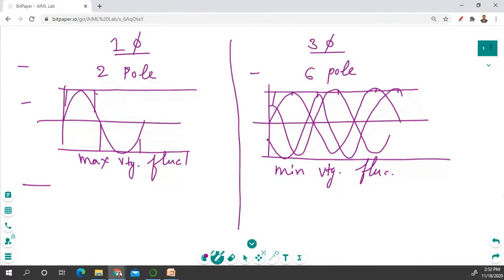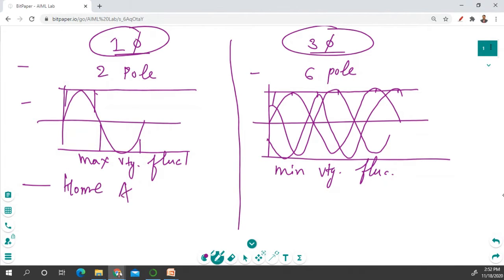Okay, another difference: where we are using single phase and where we are using 3-phase. In home appliances, you can use this single phase induction motor, whereas you can use this 3-phase induction motor in industry.